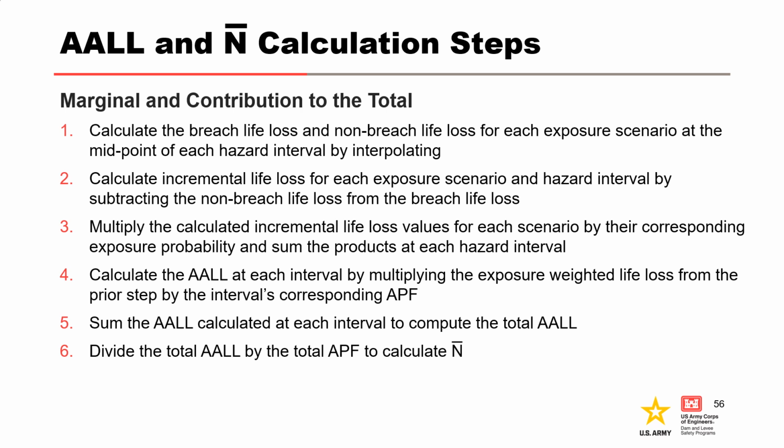After we calculate the average annual life loss, we will divide that value by the total annual probability of failure to calculate N bar, the average incremental life loss. N bar is the average number of fatalities that is expected should the dam or levee fail, considering all possible hazard and exposure scenarios.